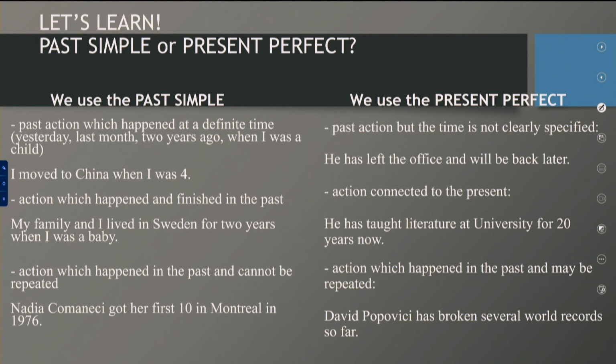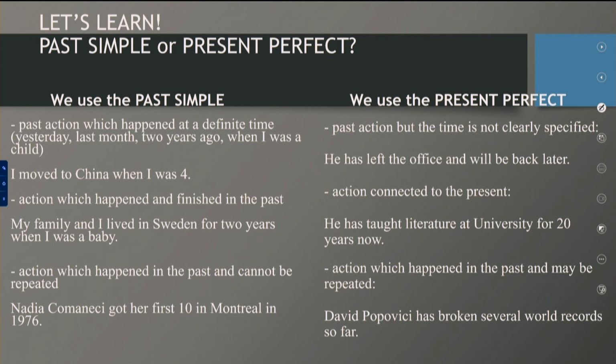When we talk about a sports person like Nadia Comaneci, we know she's no longer in action. We need to use the past tense when it comes to her achievements in the sport. So Nadia Comaneci got her first 10 in Montreal in 1976.